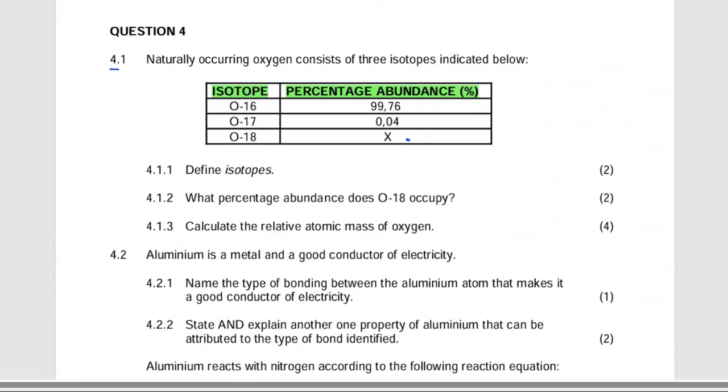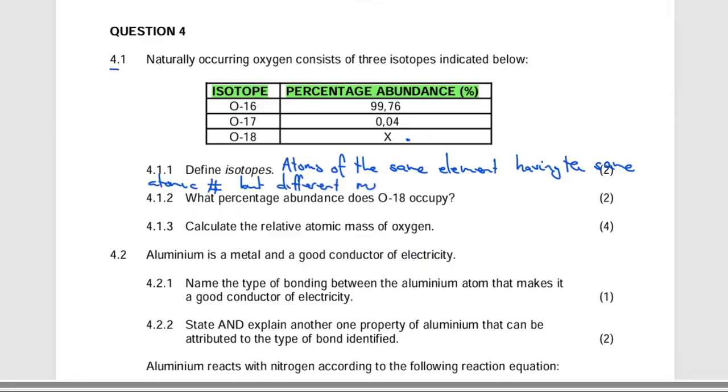Then to proceed, we are asked to define an isotope. So isotopes are atoms of the same element, having the same atomic number, but different mass numbers, due to differences in the number of neutrons. So that's what you're having then.